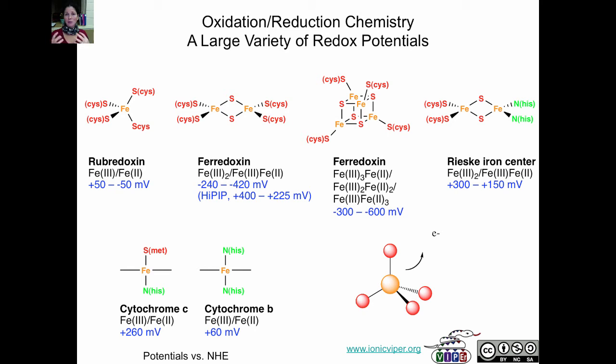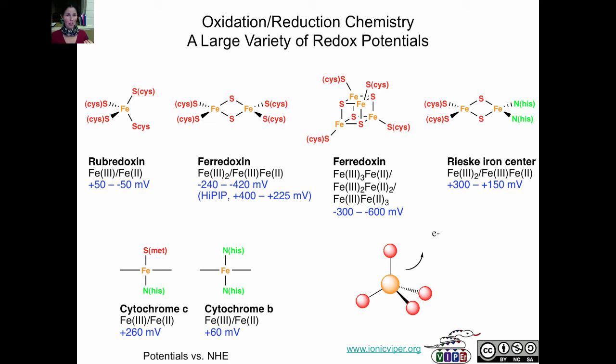And likewise, if you have a site that prefers iron 2, it would be easier to reduce iron 3 to iron 2. And so you can modulate the reduction potential, or basically how easy it is to reduce an oxidized form to a reduced form. And by talking about reduction potentials, we're talking about oxidation potentials as well.